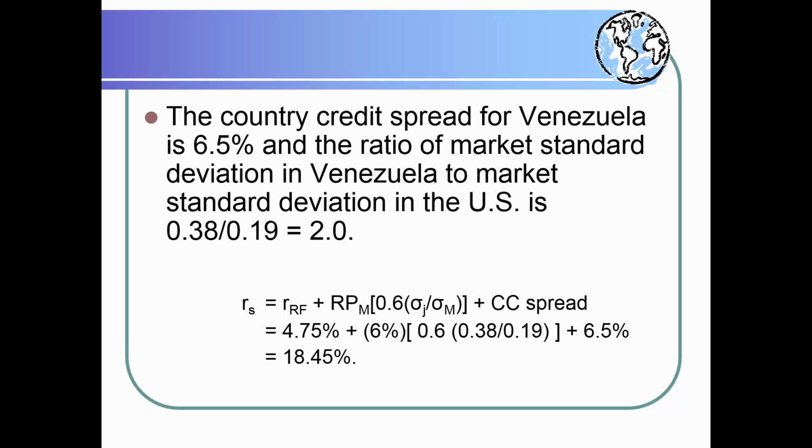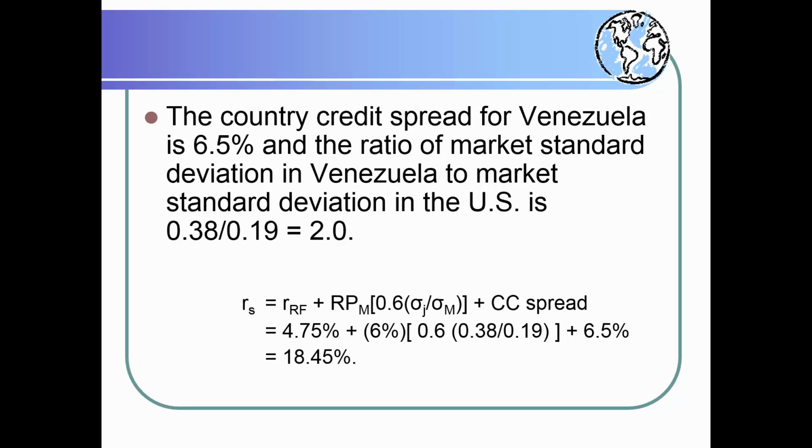The country credit spread for Venezuela is 6.5%, and the ratio of market standard deviation in Venezuela to market standard deviation in the US is 0.38 divided by 0.19 equals 2. So basically here what we are saying is that the overall standard deviation of the Venezuelan stock market is 0.38, and the standard deviation of the US stock market is 0.19. And the difference between the yield to maturity of bonds issued by the Venezuelan government and the yield to maturity of bonds issued by the US government is 6.5%.